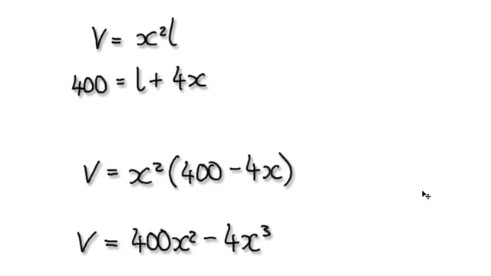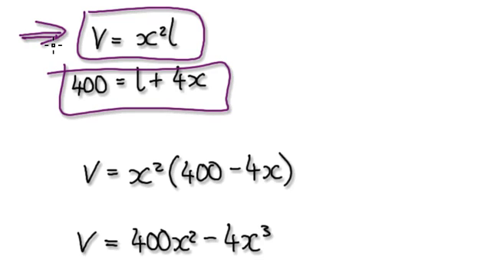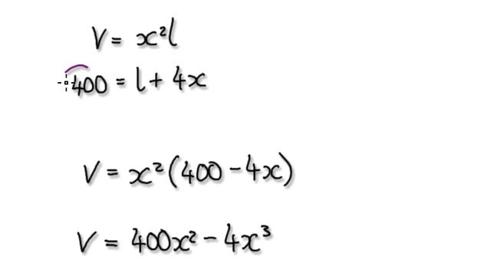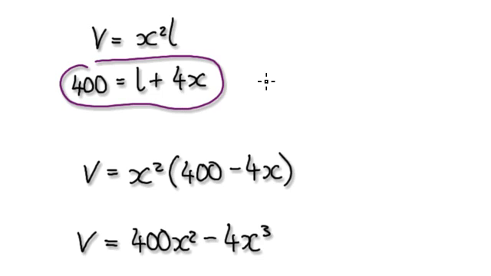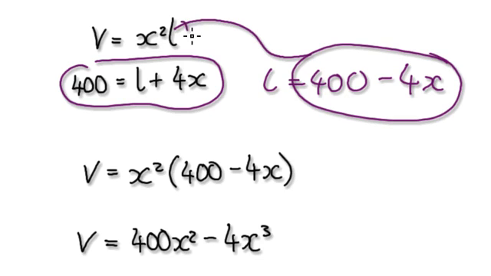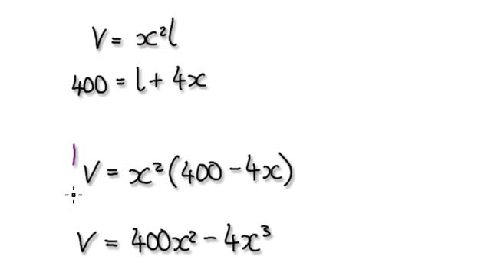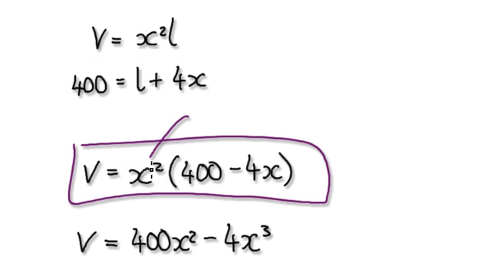Okay. So the volume here is given by this, and this is the one that we're trying to maximize. We are going to vary x here, and this is our constraint here. So rearrange the constraint here. Make L the subject. So L equals 400 take away 4x, and then put this into here. So x squared here will be this, and this here will be our L. And now the volume here is all in terms of x.